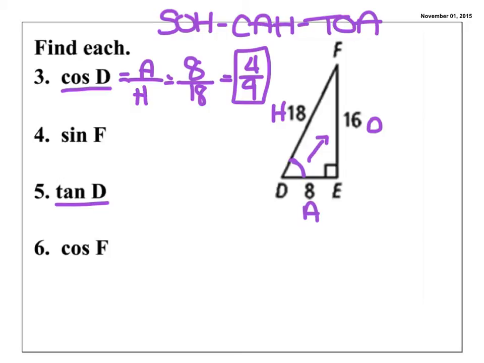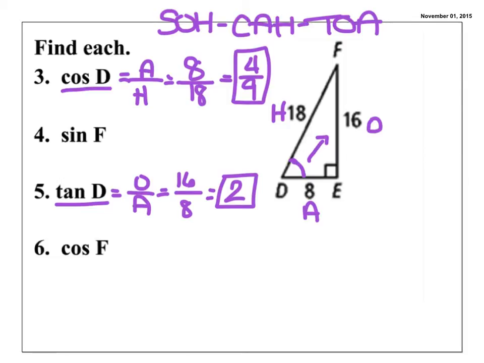Now, I want you to pause your video right now and try number 5. Try finding the tangent there. I'm going to work through that problem, but I want you to try this on your own with the video paused first. Okay, so for tangent of D, you should have gotten tangent is TOA, so that's opposite over adjacent. My opposite is 16 over adjacent is 8, and 16 over 8 is 2. And you can write that as 2 over 1 or just 2.